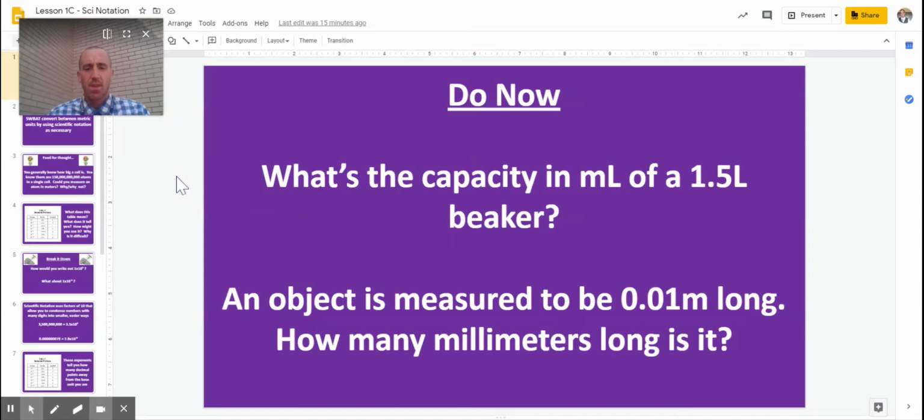All right, guys. So we're going to try a lesson on the metric unit with some scientific notation, but we're going to start with this do now. What's the capacity in milliliters of a 1.5 liter beaker?